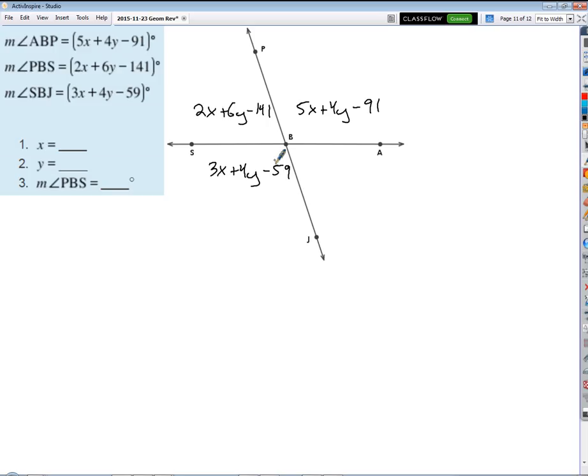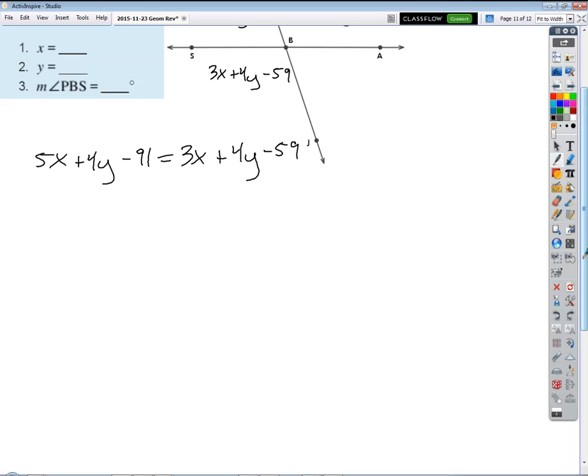So let's do that. So we get 5x plus 4y minus 91 equals 3x plus 4y minus 59, okay?